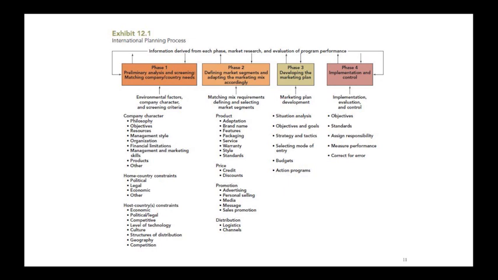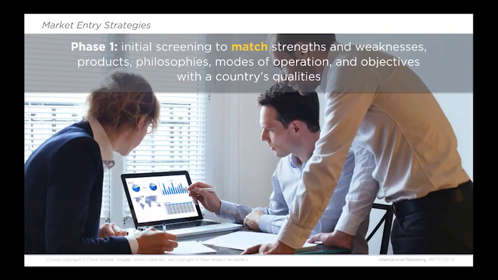And as you look at that, these are four common stages that a company will go through as they're looking to introduce a new product into a new market. We'll go into each one of these in a little bit more detail. So phase one is initial screening. That's part of step one. We're looking to see if the strengths and weaknesses of our company and our product match up favorably with the new market. We want to look at the philosophy.